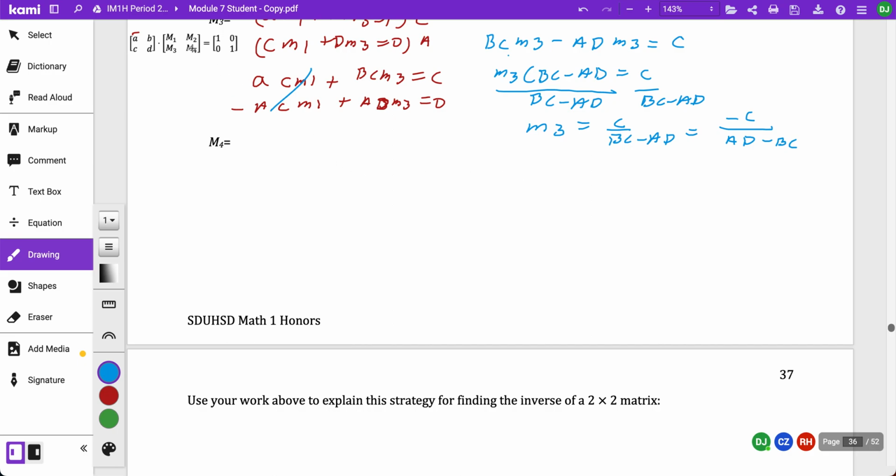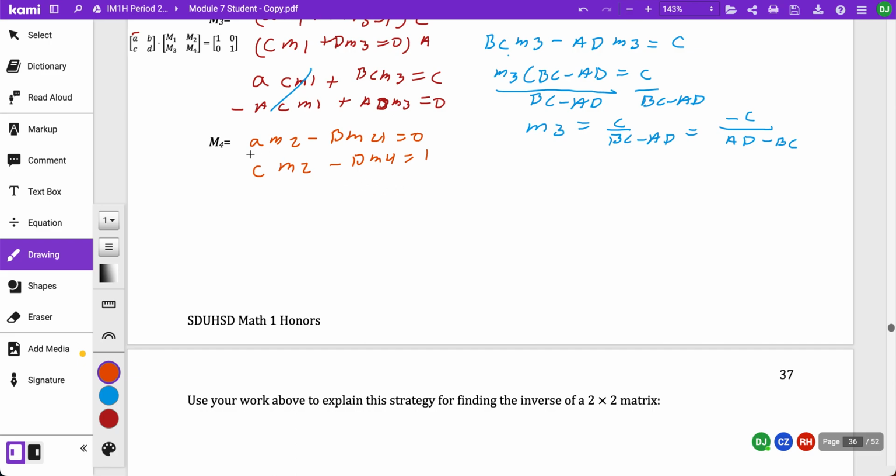To derive the M4 of the multiplicative inverse, so second row, second column, what we want to do is create 2 systems of equations that both have the M4. So let's begin then by looking at, let's see, AM2 minus BM4 is equal to 0. And then we'll have CM2 minus DM4 is equal to 1.